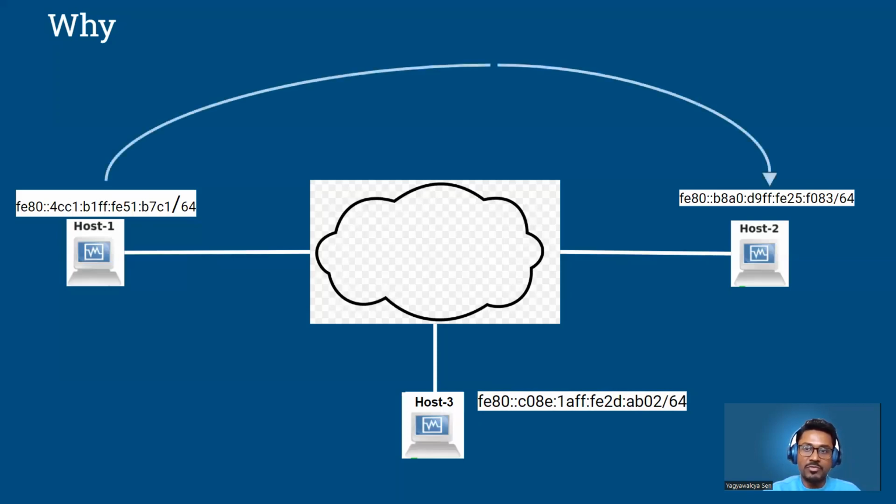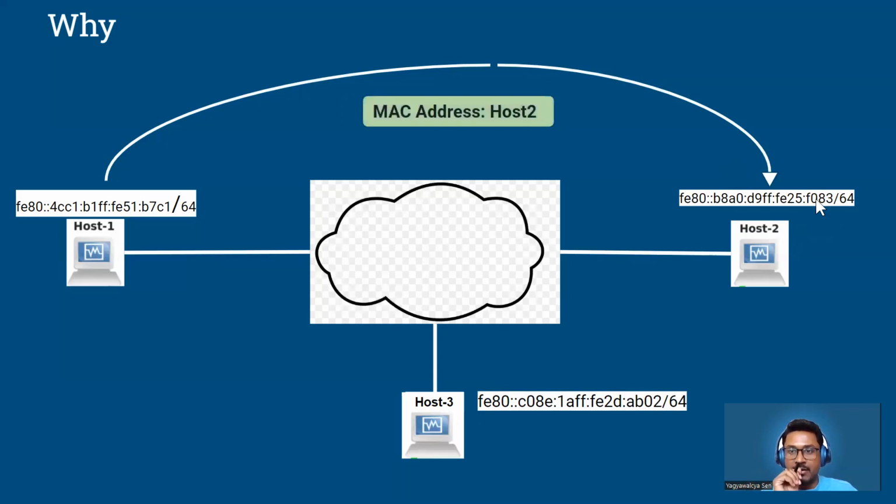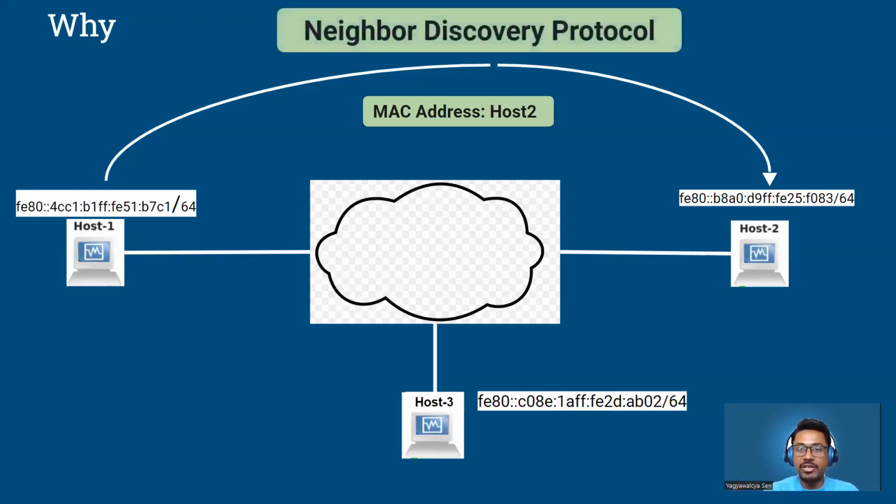Now, the requirement is that host 1 wants to talk to host 2. Host 1 wants to send some packets to host 2. Now, host 1 will have the IPv6 address of host 2, which is right here, the FE80 ending with F083. However, it would need one more piece of information to talk to host 2, which is the MAC address of host 2. Now, Neighbor Discovery Protocol helps in getting the MAC address of host 2 if we know the IPv6 address of host 2. This is the problem Neighbor Discovery Protocol is trying to solve.